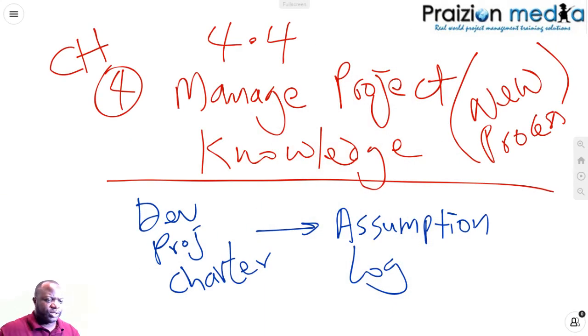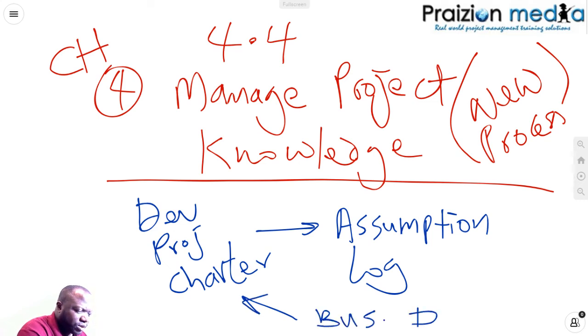So let me share this with you. I've been scribbling and not sharing, but now you can see what I'm looking at. So Manage Project Knowledge is a new process, and Develop Project Charter gives you the assumption log. In addition to this, something else I should show you here is an input to Develop Project Charter is now business documents. That was not in the 5th edition.